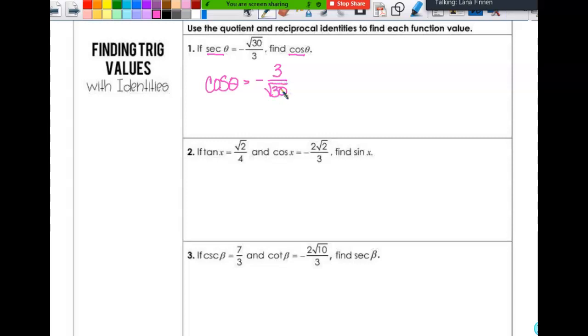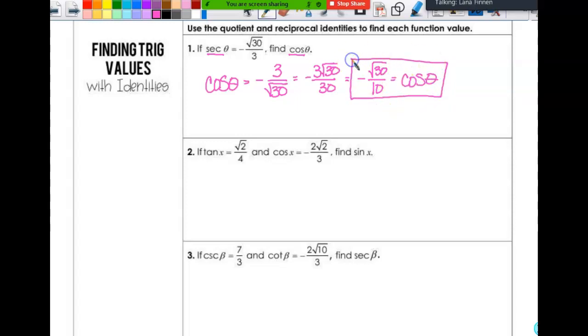So that value is correct, but the form is wrong. Why? Square root in the denominator. Right, so I need to rationalize. So I'll get negative 3 square root of 30 over 30. Then I can reduce. Can I reduce by canceling the 30s out? No, but I can reduce the 3 and the 30, so this would be negative square root of 30 over 10. And that is the cosine of theta.